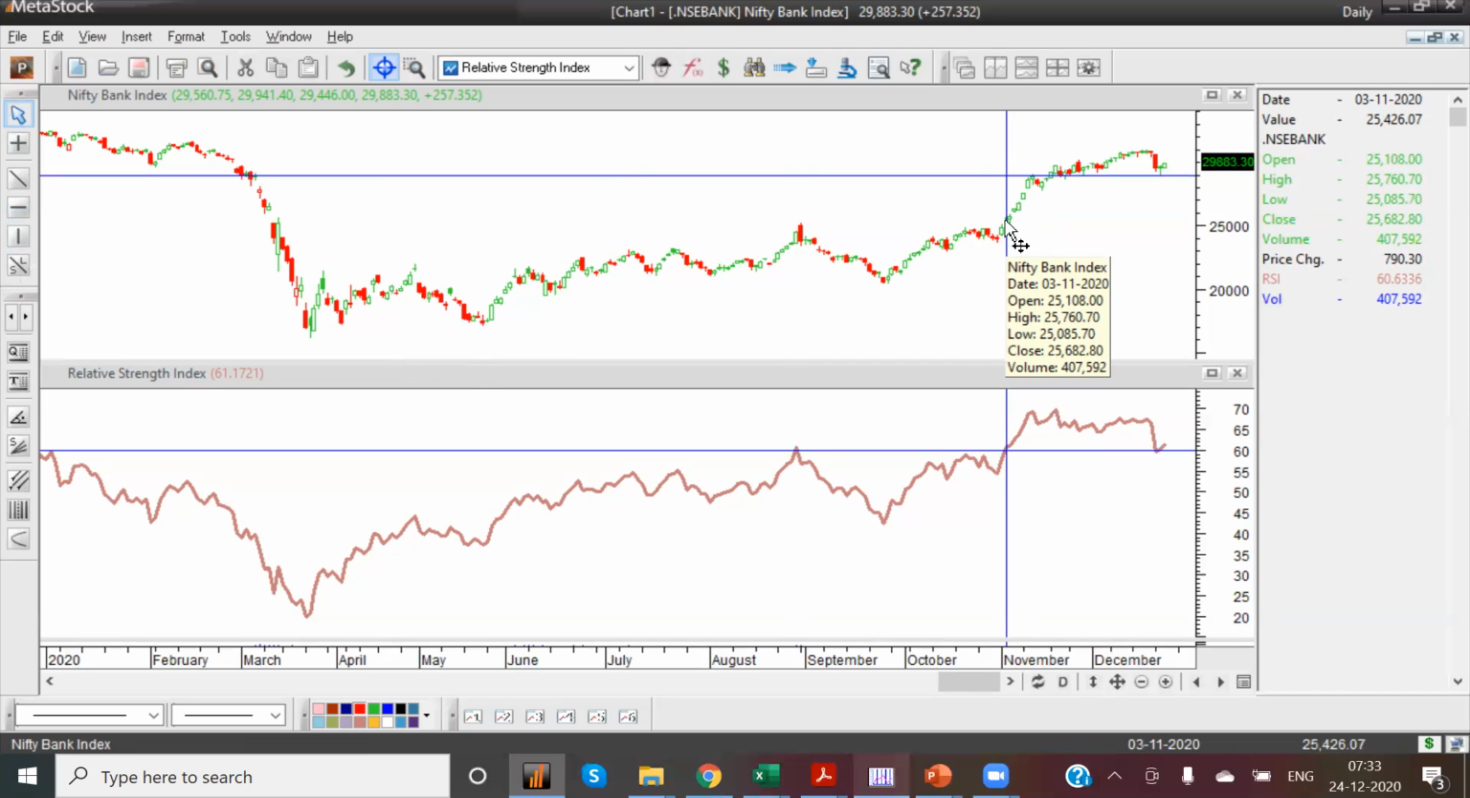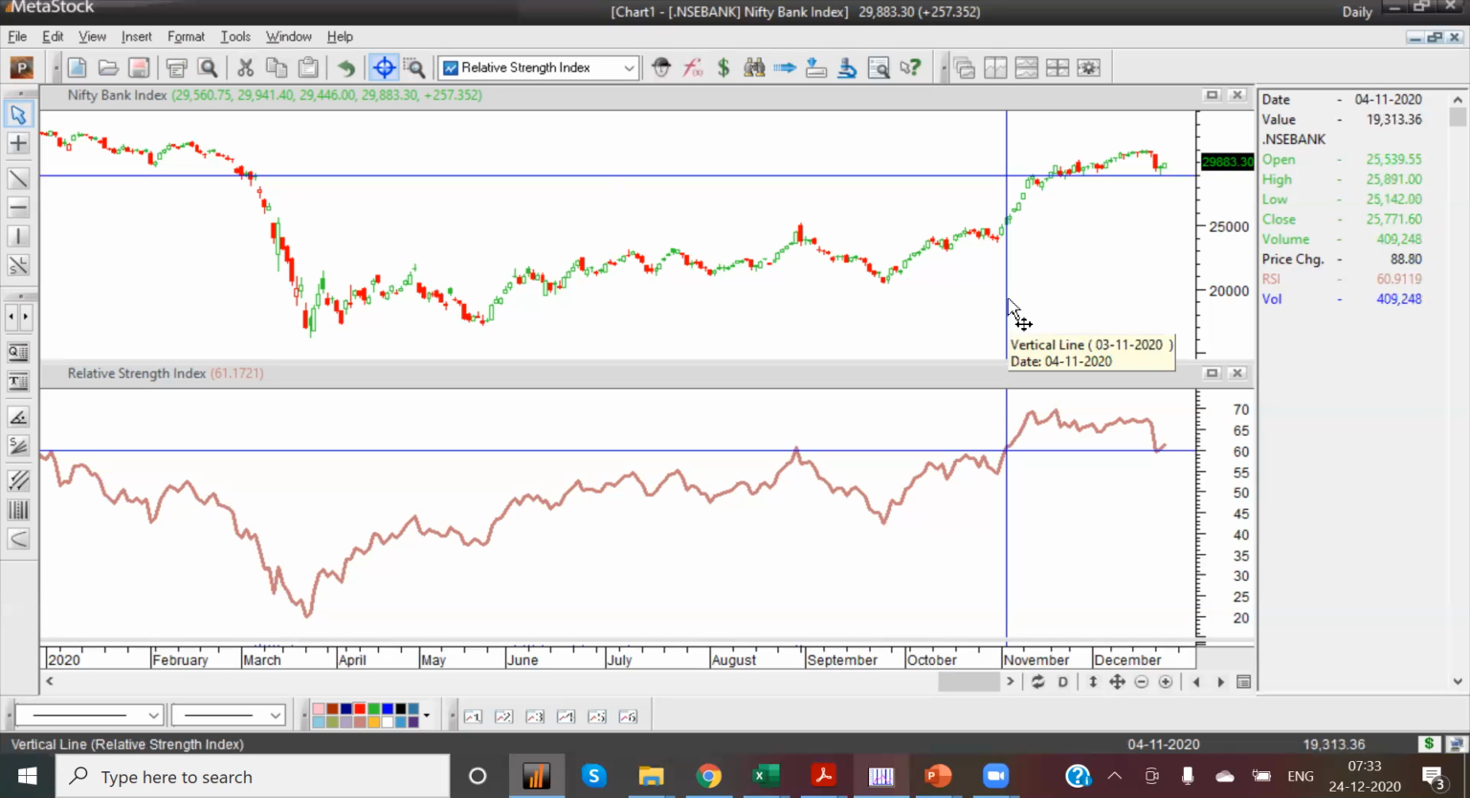When RSI breaks above its major resistance zones and changes its behavior, you see an altogether new kind of rally enter the market or that particular asset class. In this case, it's the Bank Nifty.